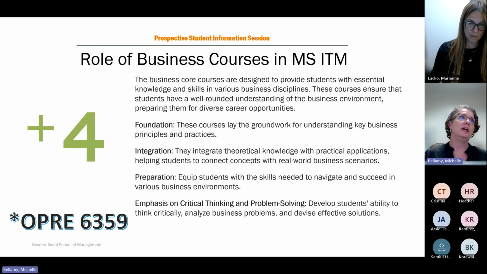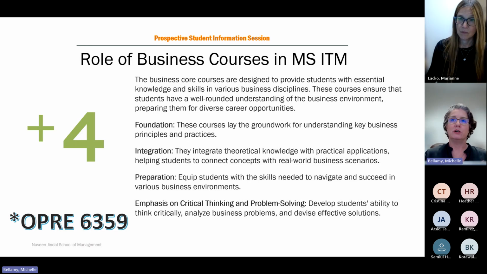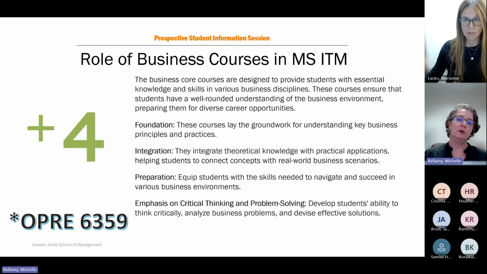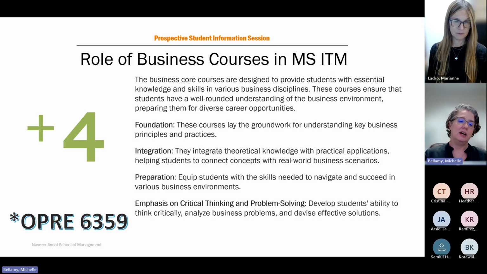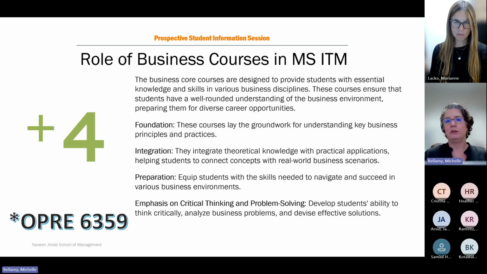One thing I wanted to point out here on your business core courses under the statistics area, there are 2 courses available. Both of them are statistic classes, but the advanced statistics class is OPRE 6359, and that is a required prerequisite for many of our business analytics and artificial intelligence courses. So I like to call that out and point that out to students because right now there's a lot of interest in that content area.